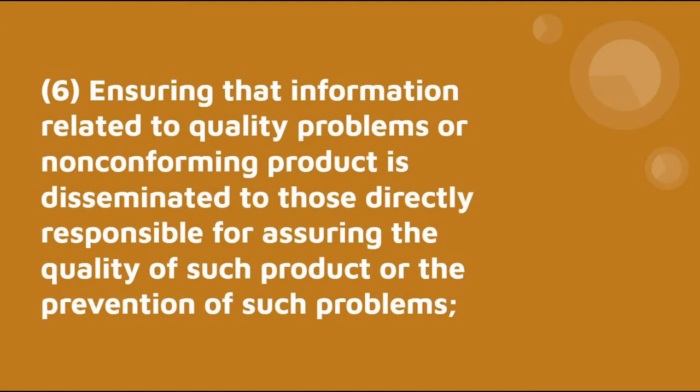So subsection 6 of the corrective and preventative actions has to do with ensuring that information related to quality problems or non-conforming product is disseminated to those directly responsible for assuring the quality of such product or the prevention of such problems. So here communication is key in how it is spread directly to those involved with the quality of the product or the prevention of such problems.